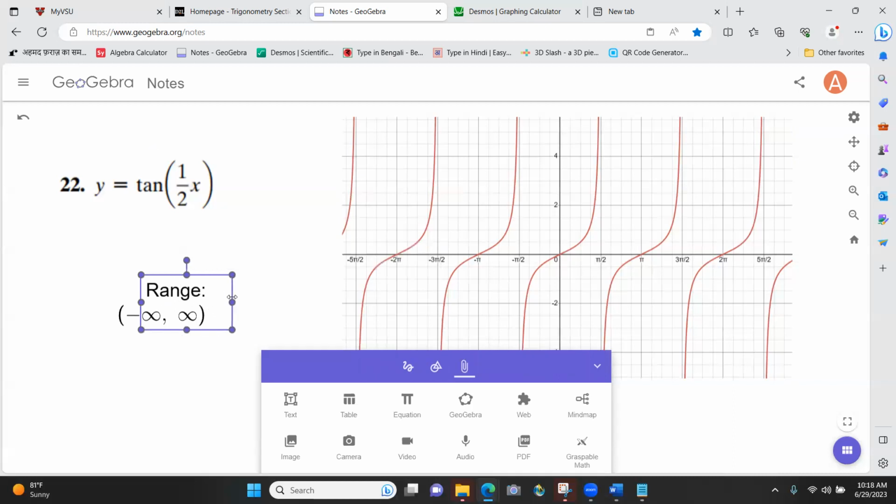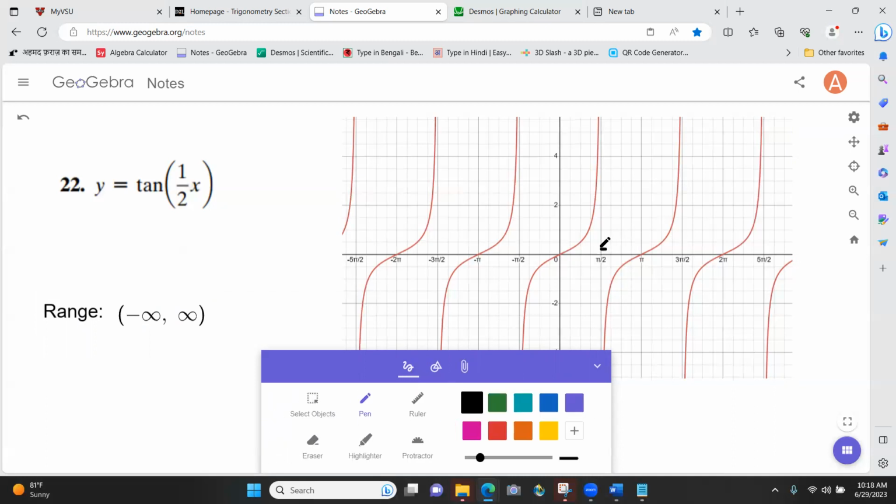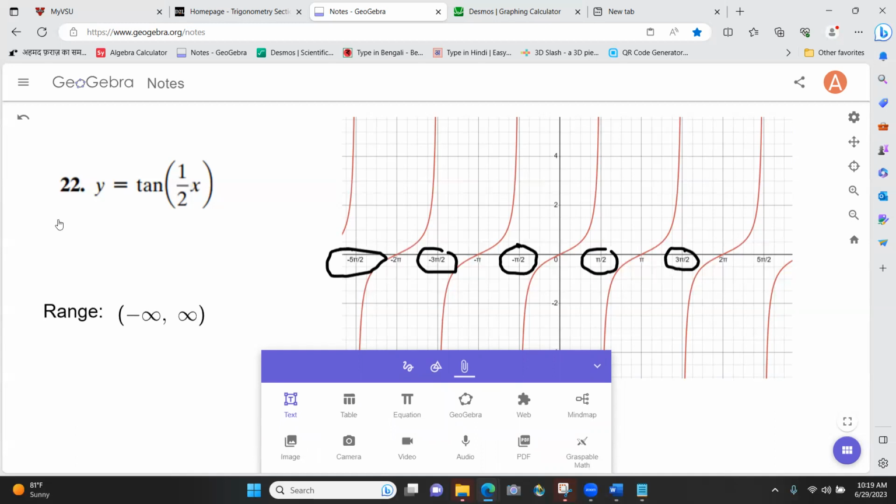All right, domain is also good. I have to kind of write it in English. Domain is all real numbers except for these guys where the curve has vertical asymptotes, or the function is not defined. Now, you could just say these are odd multiples of pi over 2 in English, totally fine. Or you could just say all real numbers except for this. So let's see how we write it carefully.